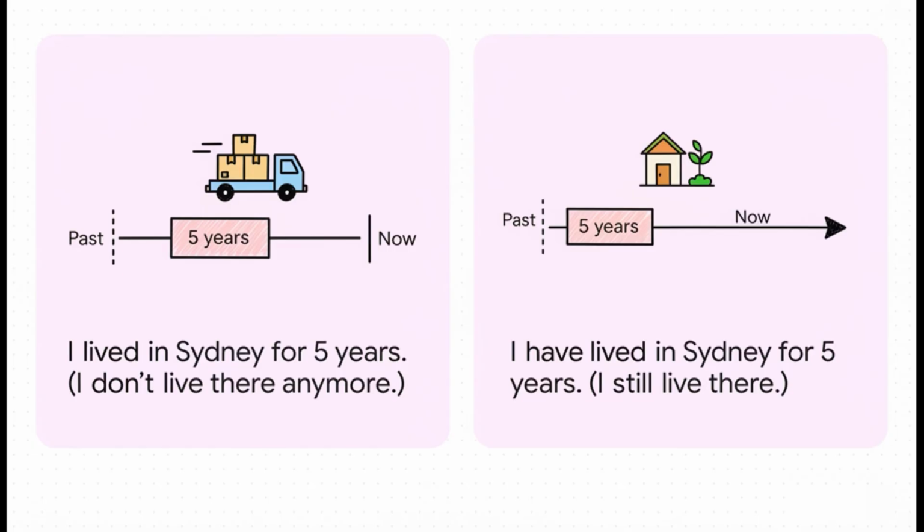But now look at the bottom two examples. This is the magic. I lived in Sydney for 5 years. Past simple. This means I don't live there anymore. That time is over. Now switch it. I have lived in Sydney for 5 years. Present perfect. That means I still live there. See that? Just changing from lived to have lived completely changes the meaning. It's all about whether the action is finished or if it continues now.